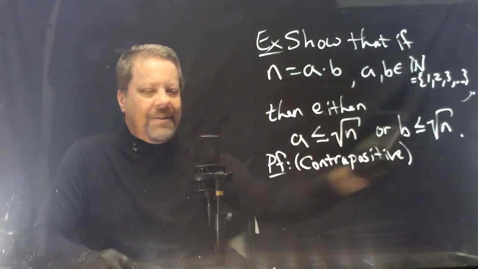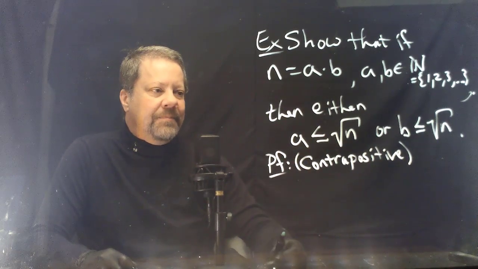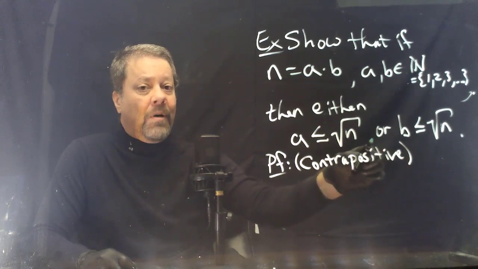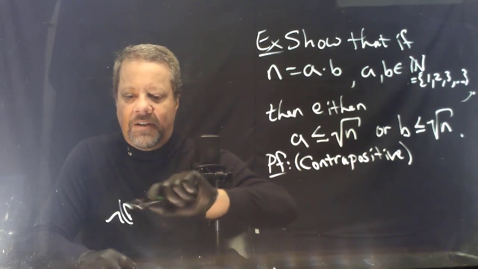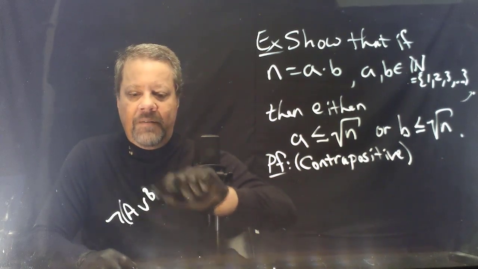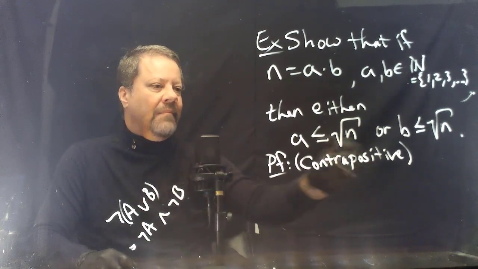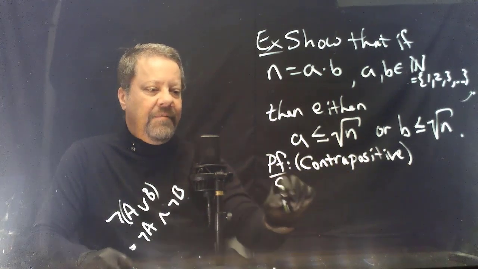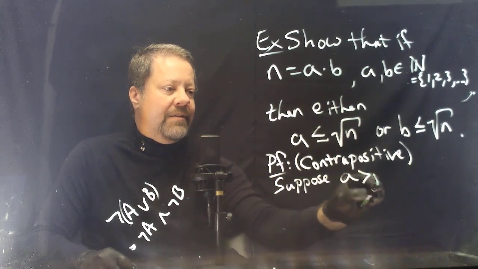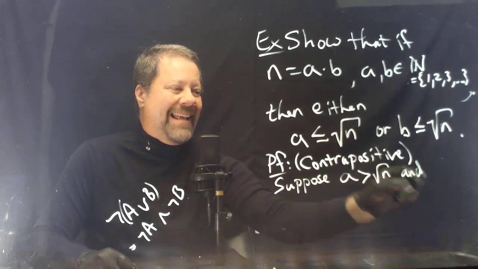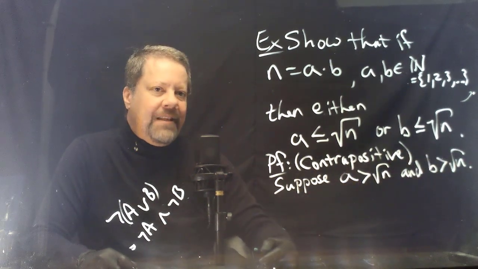Here we take the opposite of the conclusion and try to prove the opposite of the hypothesis. The opposite of an or would be an and, because if I take the negation of a or b, I'll get not a and not b. So I'll have to assume, I'll suppose, a is greater than square root of n, and b is greater than the square root of n. That's the opposite of these two statements.